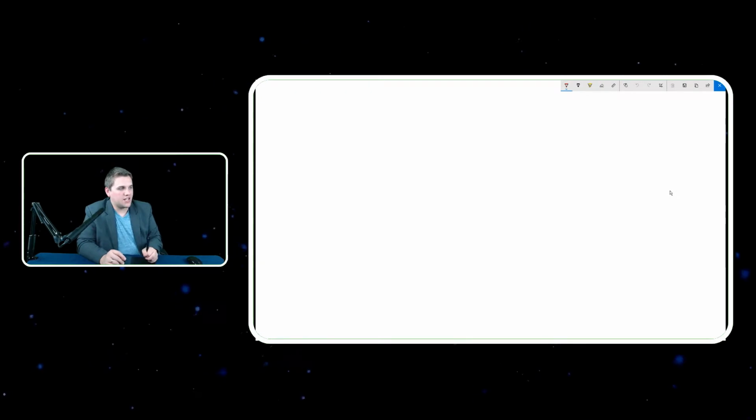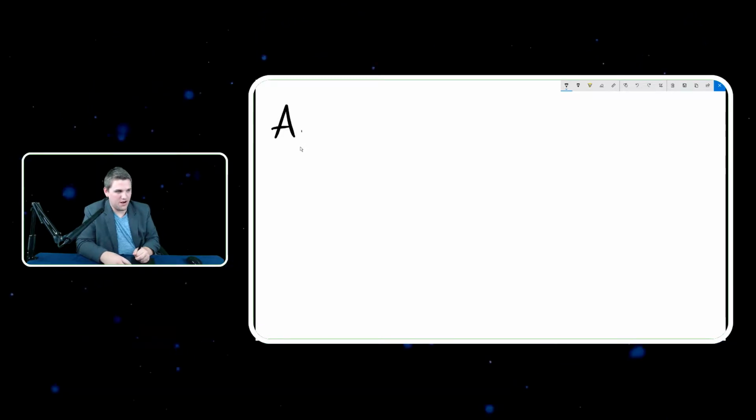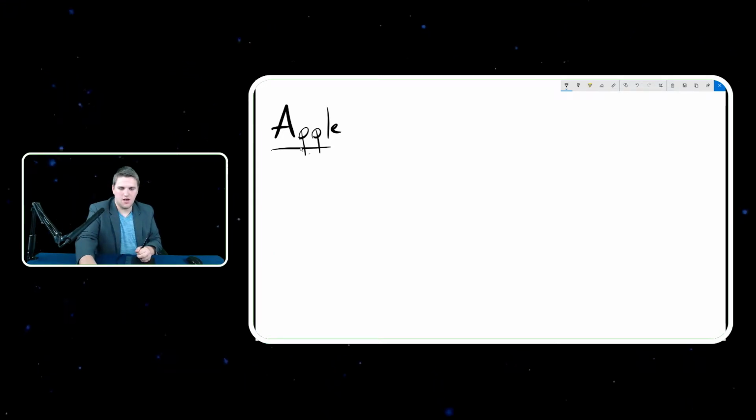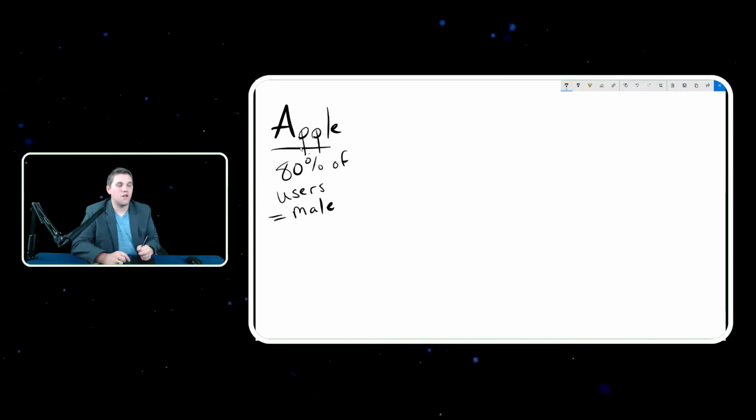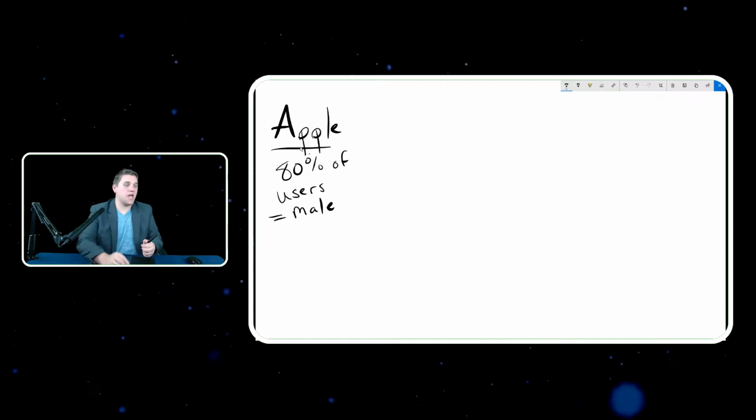Now here's the idea. Let's suppose Apple claims that, ooh, that's a bad P there. Apple says that 80% of users are male. Now that's quite a claim to make.